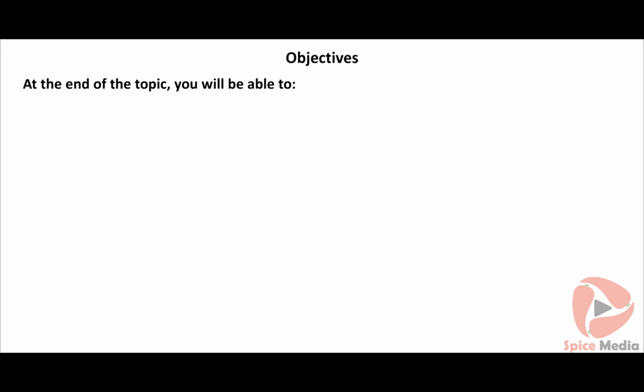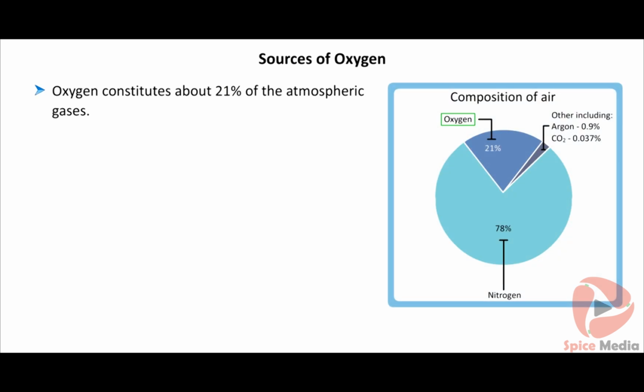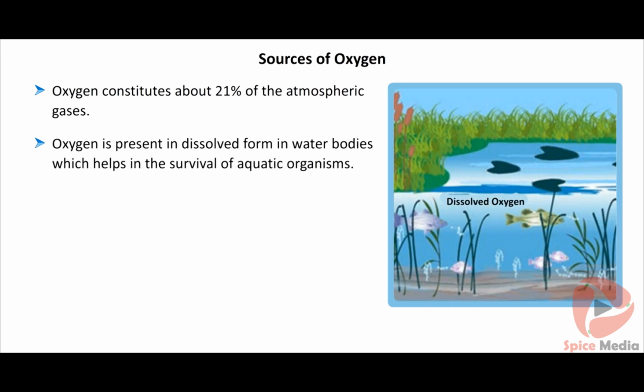At the end of the topic, you will be able to list down the sources and forms of oxygen and explain the course of events in the oxygen cycle. Oxygen is the second major element present in the Earth's atmosphere, which constitutes about 21% of the atmospheric gases. Oxygen is present in dissolved form in water bodies like ponds, lakes, rivers, and oceans, which helps in the survival of aquatic organisms.